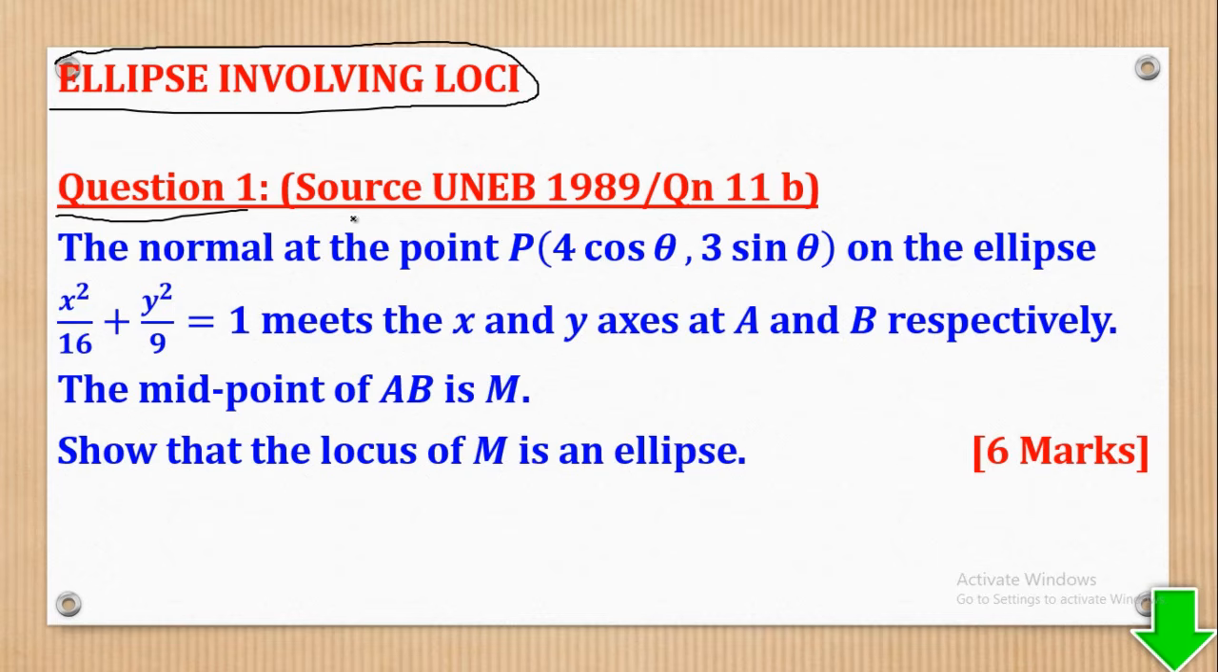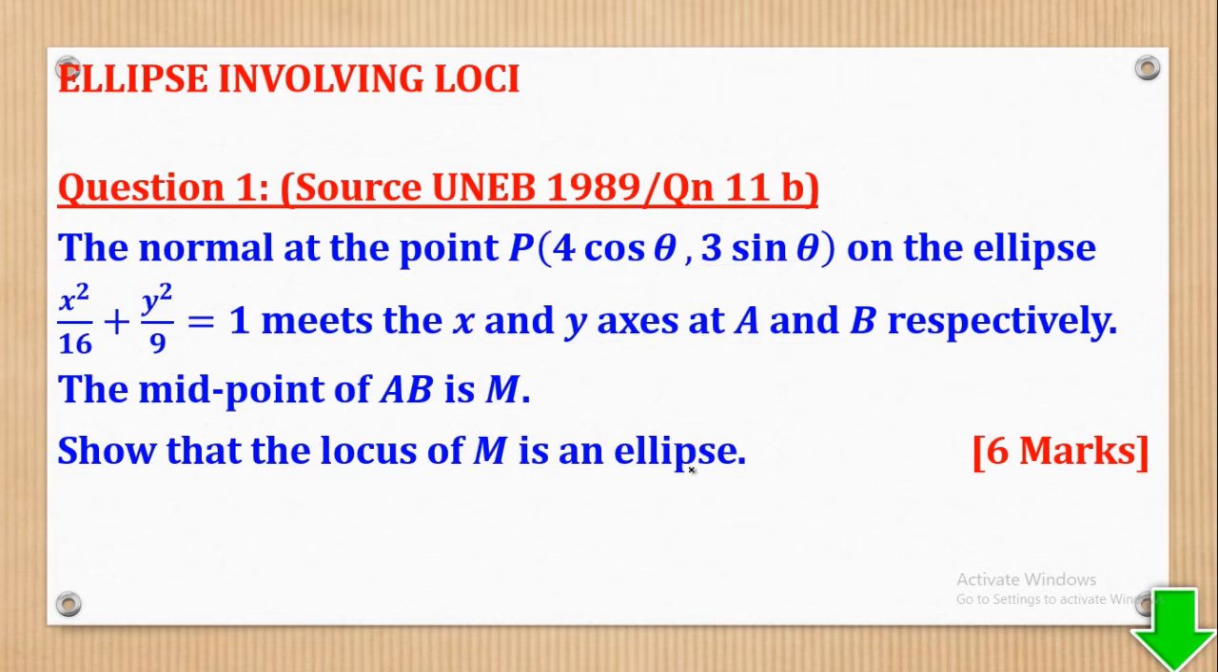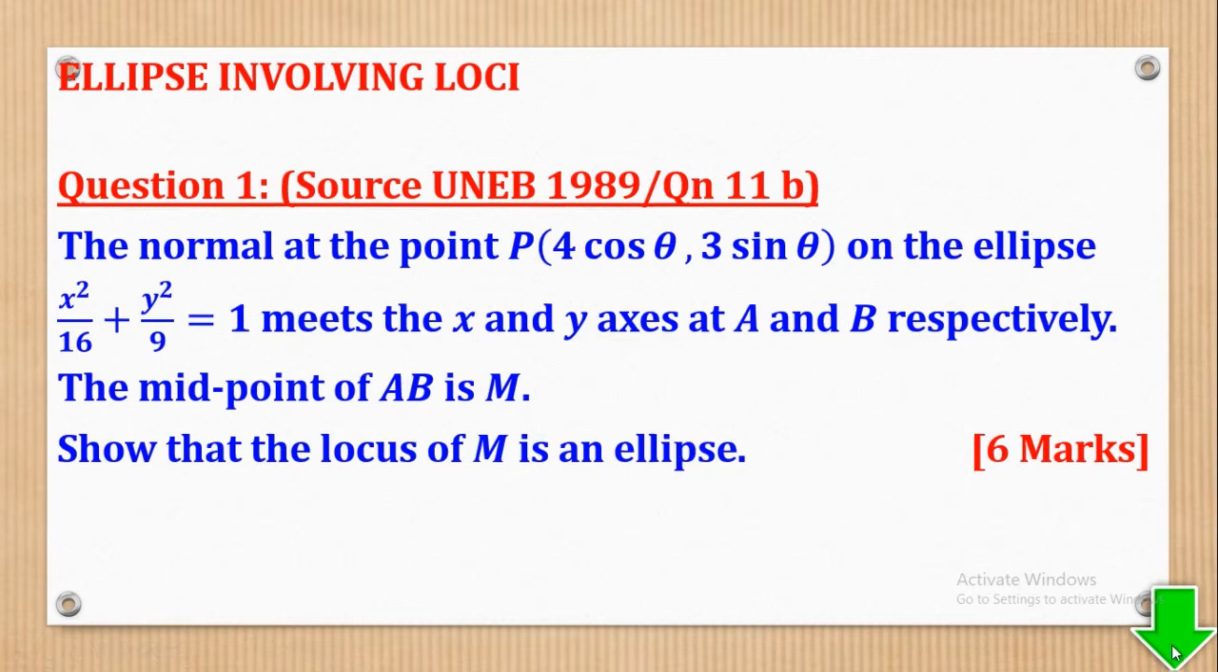So question 1 came from UNEB 1989, paper 1, question 11b, and says, the normal at the point this on the ellipse this meets the x and y axes at A and B respectively. The midpoint of AB is capital M. Show that the locus of M is an ellipse. So under ellipse, for you to get the locus, you have to eliminate theta. That's the only condition for you to get an ellipse.